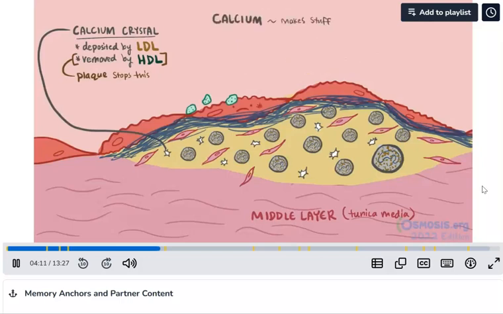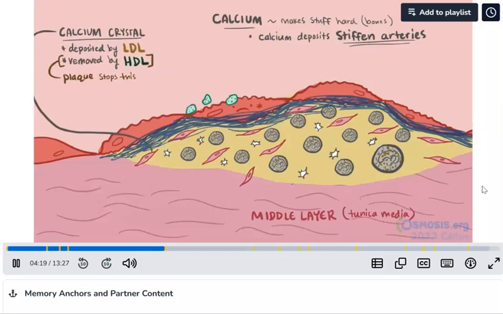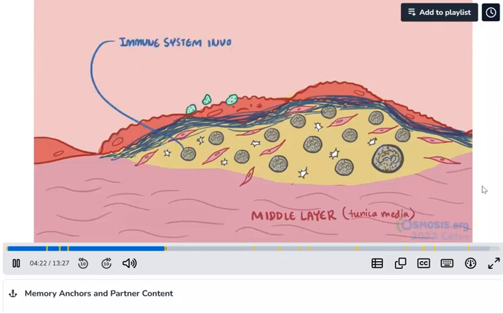Now remember, calcium makes stuff hard, which is why your bones are full of calcium, right? So this deposit of calcium into the plaque is what stiffens the walls of the arteries. Now remember the word that describes the immune system getting involved with something is called inflammation. So atherosclerosis is an inflammatory disease.